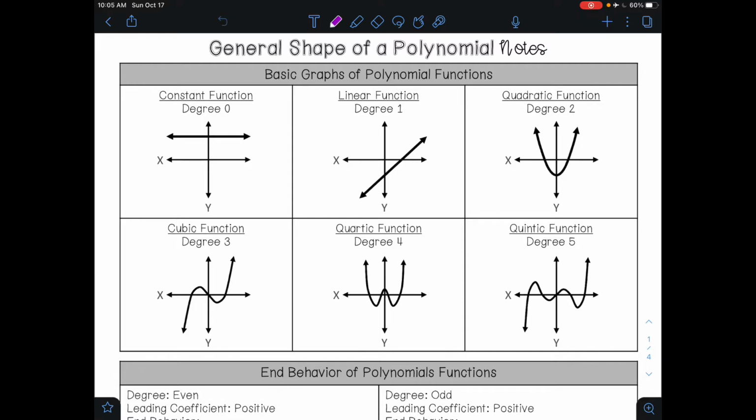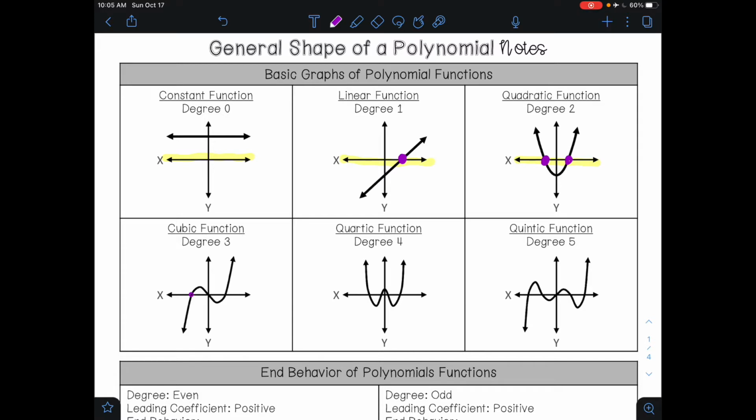So if we look at the degree of 0, notice how it never crosses the x-axis. So it has 0 x-intercepts. When we have a degree of 1, it touches the x-axis once. So we could have 1 x-intercept. With a quadratic function, you'll notice that it is crossing the x-axis twice. And we have 2 x-intercepts here.